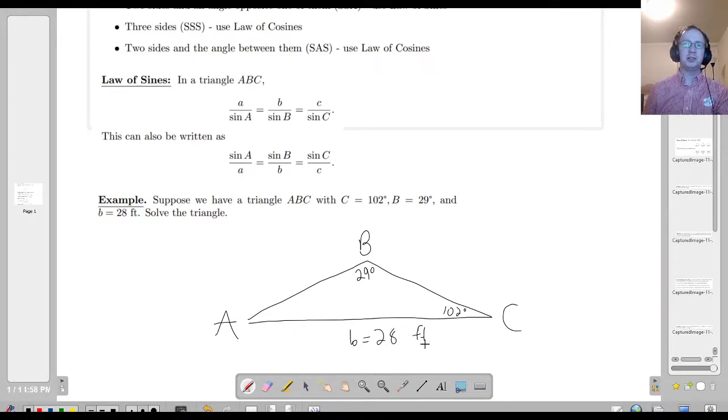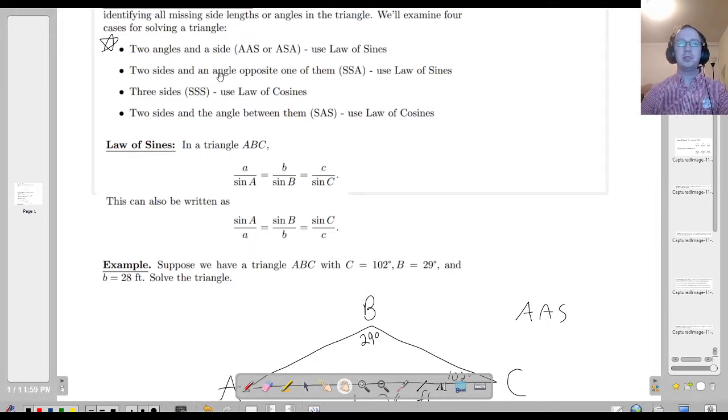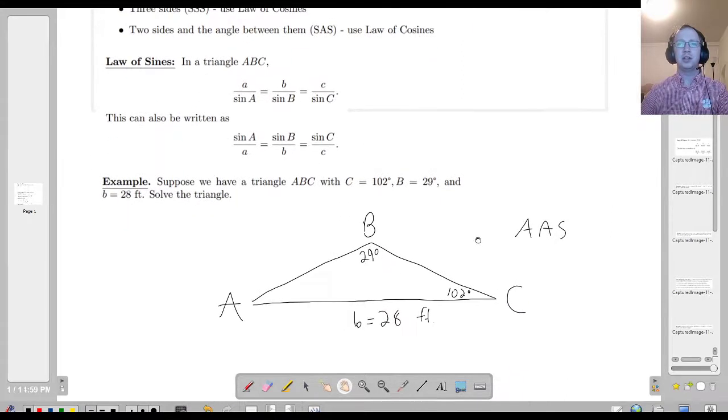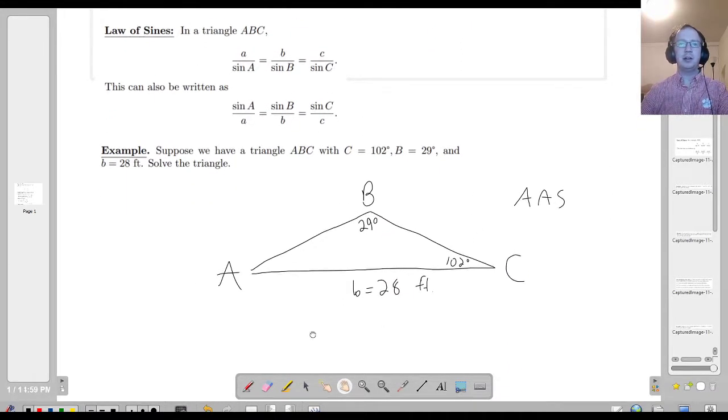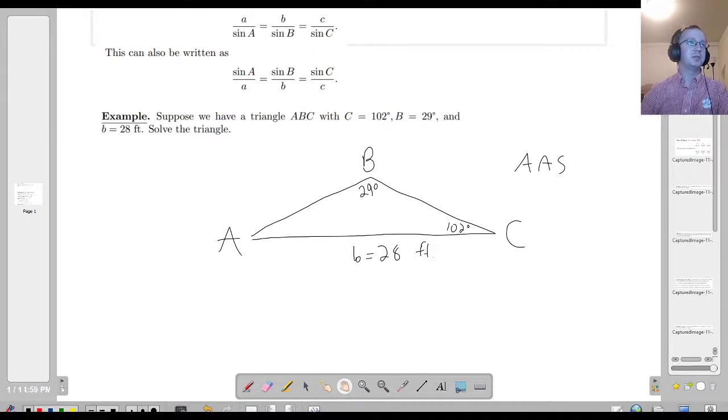So I've drawn my triangle at this point, and I want to decide which setup I have. I have an angle, and a side not between those two angles. So this is angle, angle, side. Looking back at our setups, this is one that tells us to use the law of sines. So let's make a little table that holds all the information that we have for this problem. That's what we're going to set up first. I'm going to draw big A, big B, big C, little a, little b, and little c. Big B is 29 degrees. Big C is 102 degrees. Little b is 28 feet.